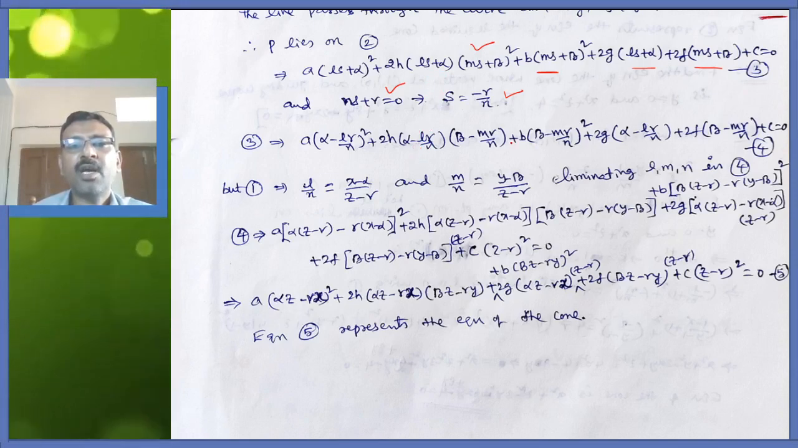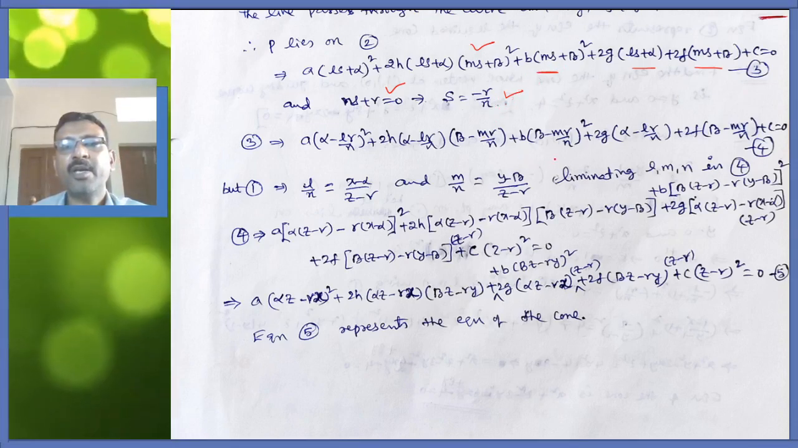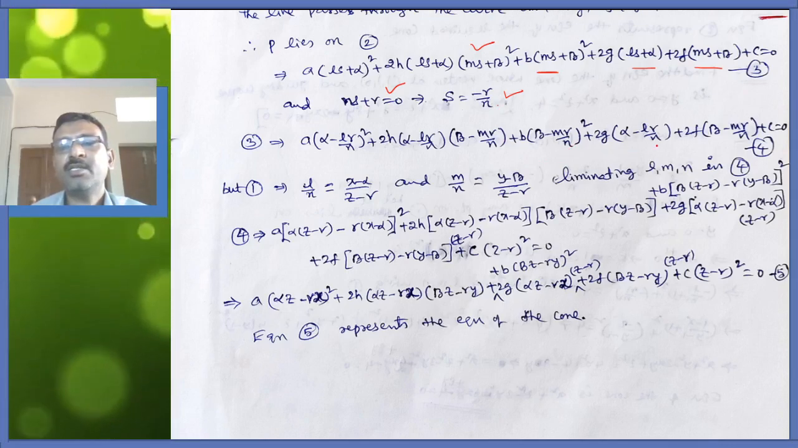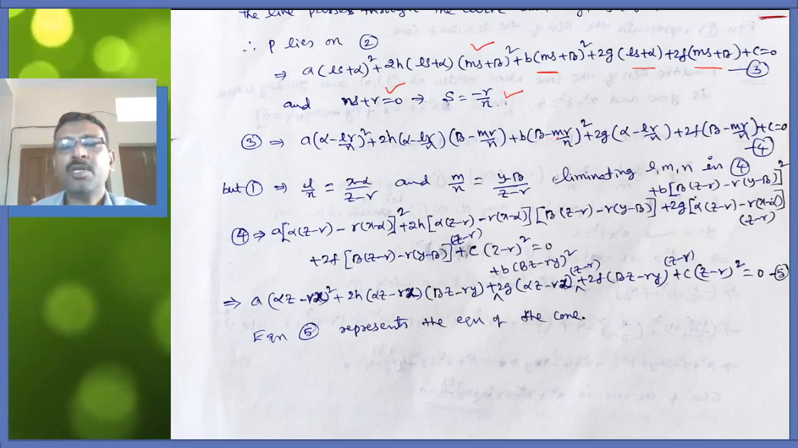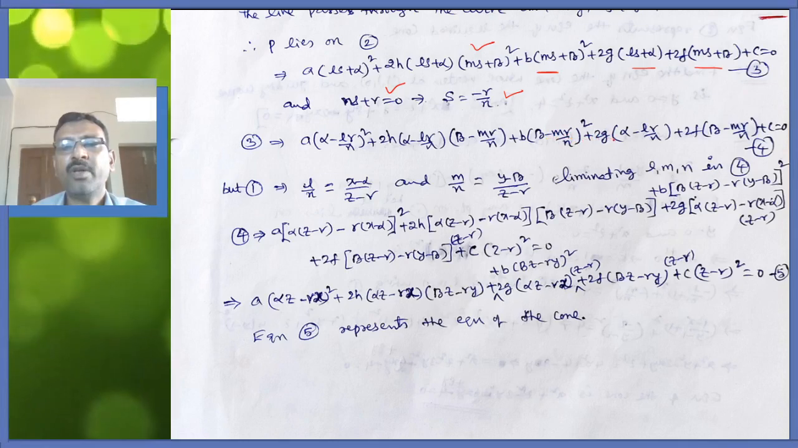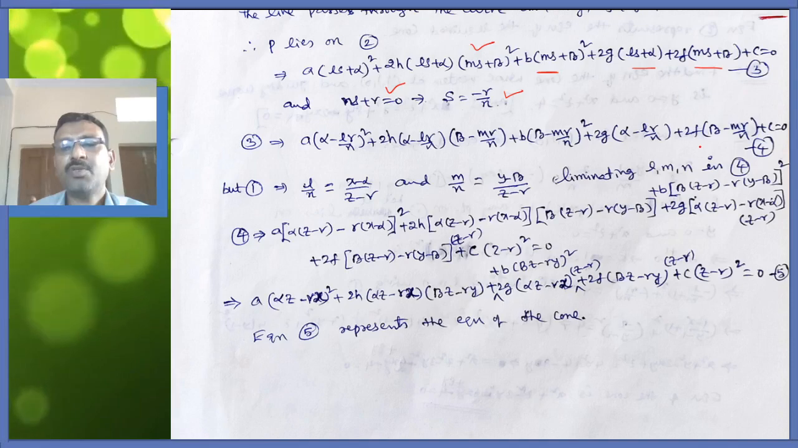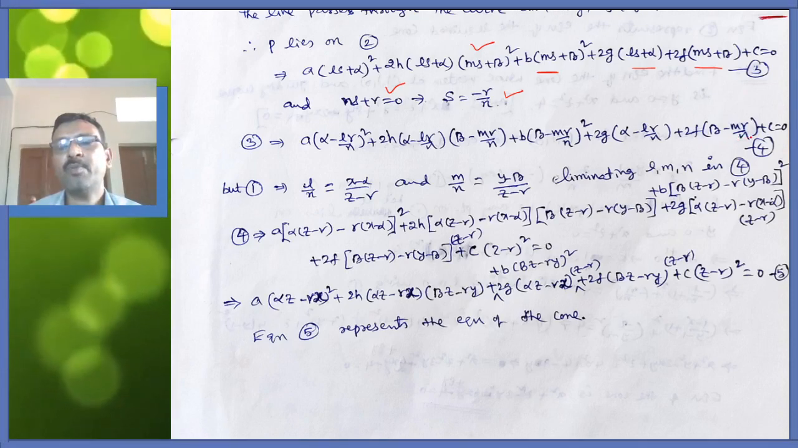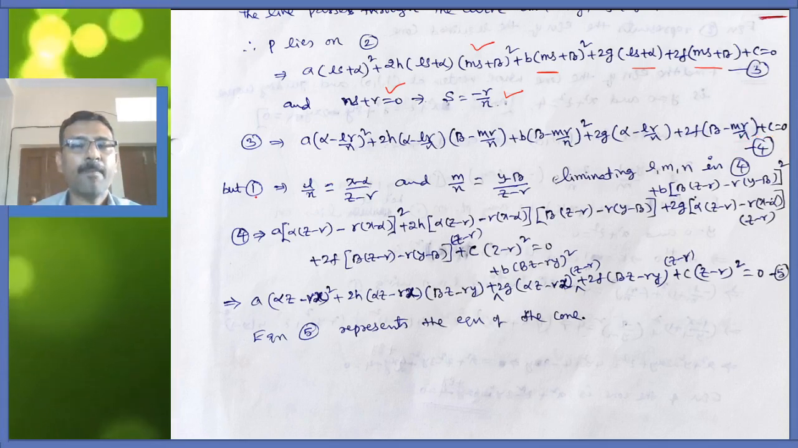So, likewise I replace s in equation 3 by minus gamma by n, and the changed equation is like this: b into beta minus m gamma by n whole square, 2g into alpha minus L gamma by n, plus 2f into beta minus m gamma by n, plus c is equal to 0.